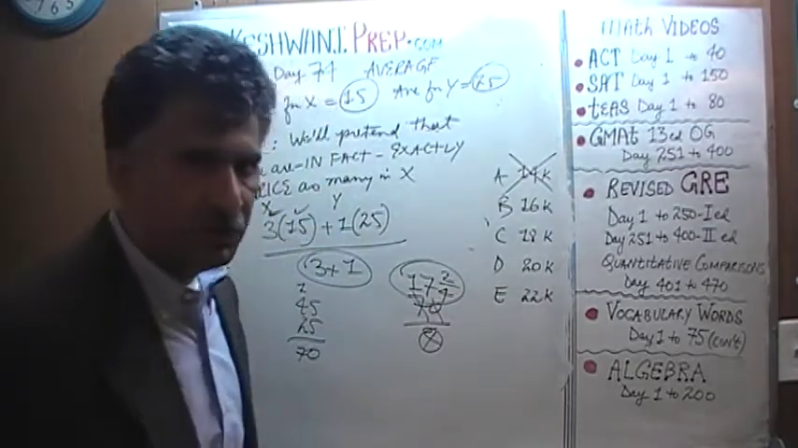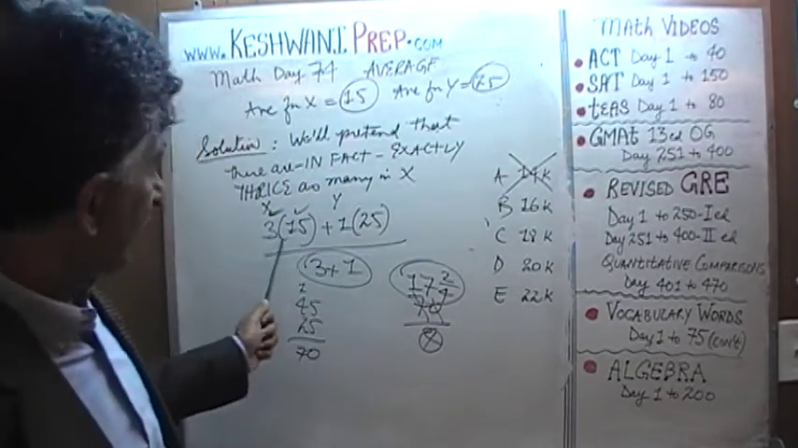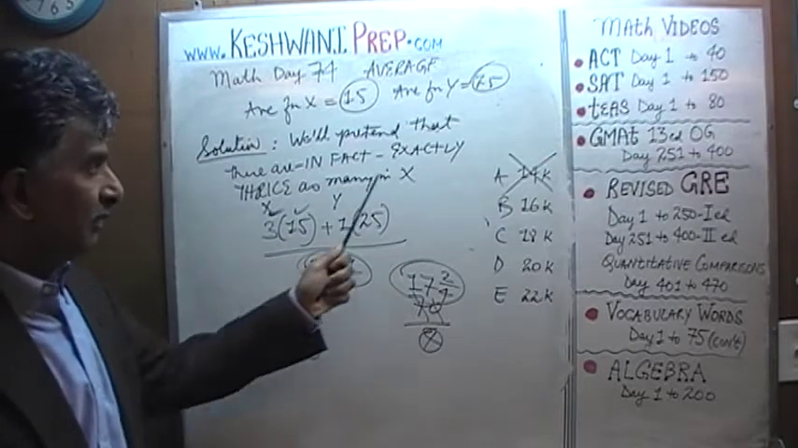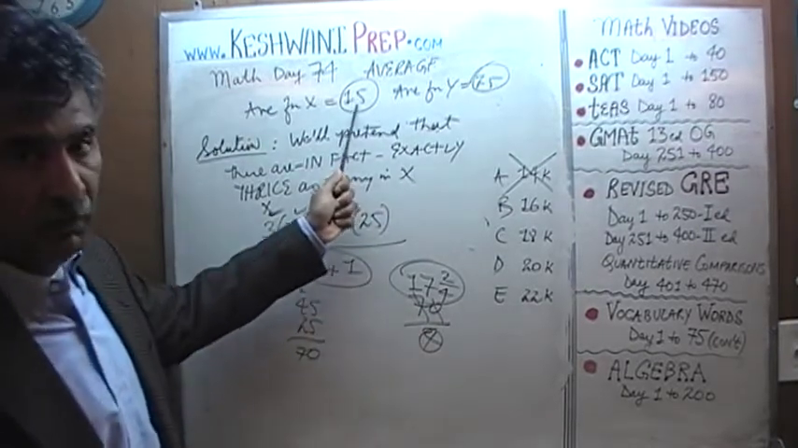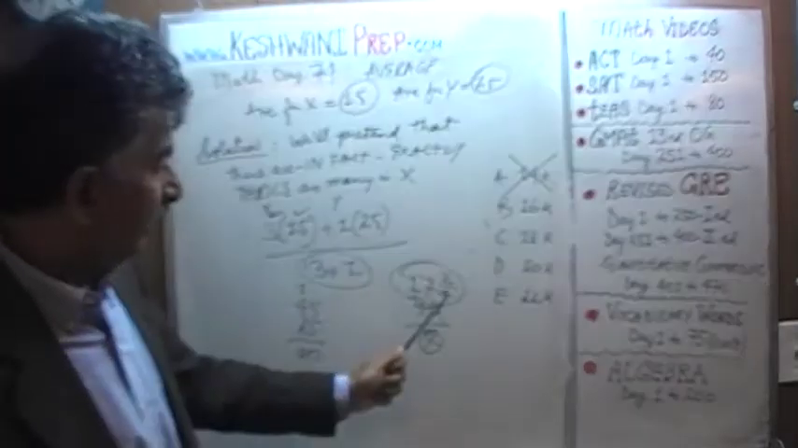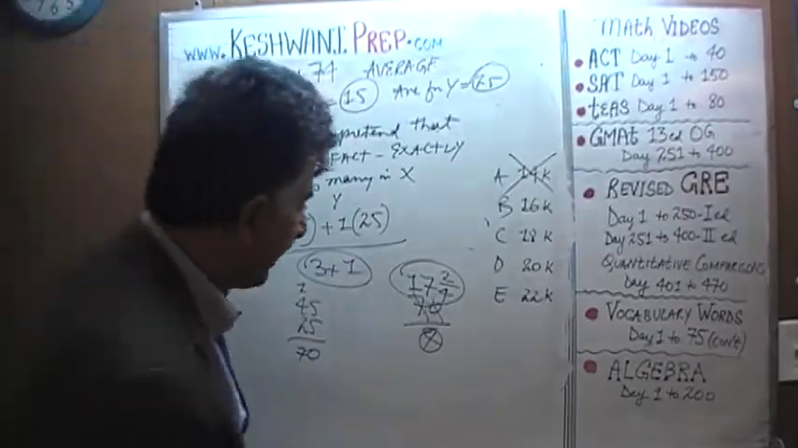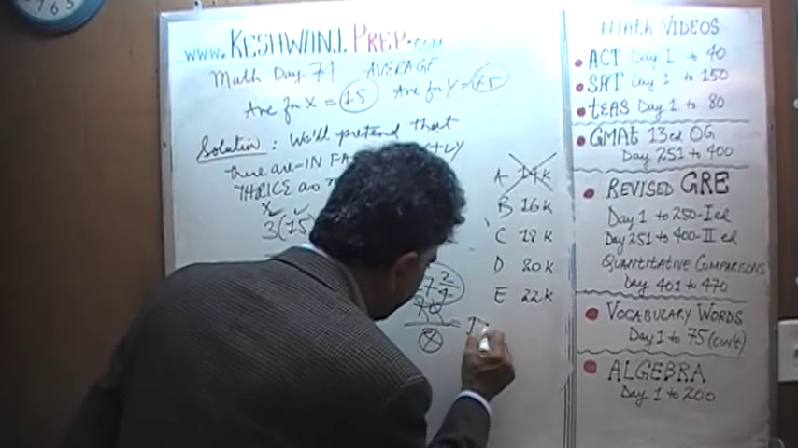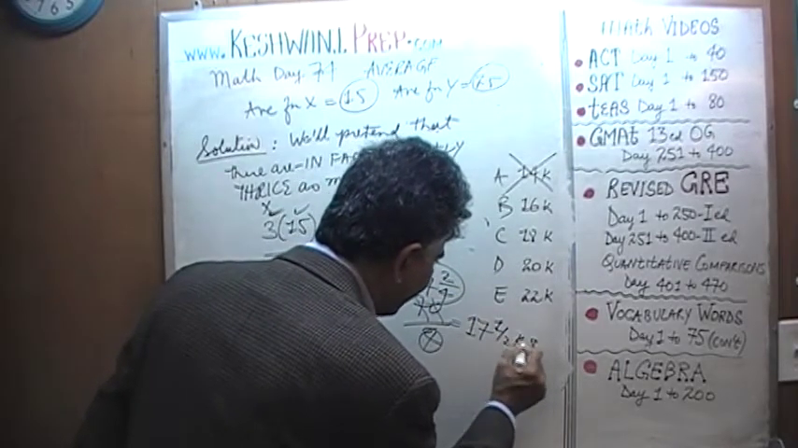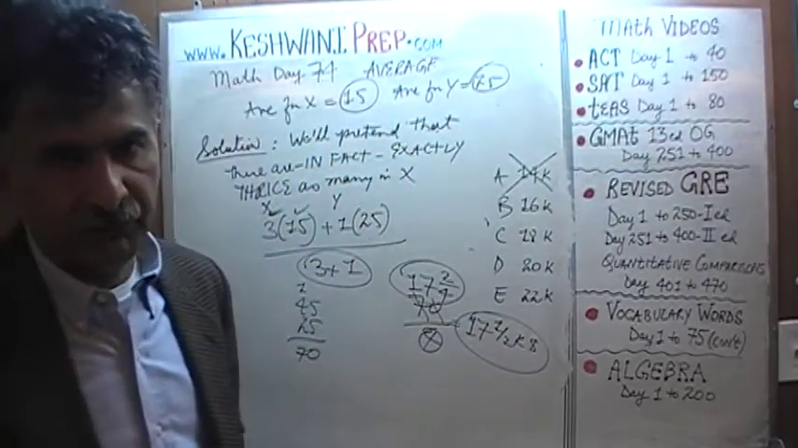So the overall average turns out, if we had exactly 3 times as many people in X as there are in Y, and if the average for X is 15 and the average for Y is 25, if all of those conditions were met, then the overall average would be exactly 17 and a half. 2 over 4 is a half. 17 and a half thousand.